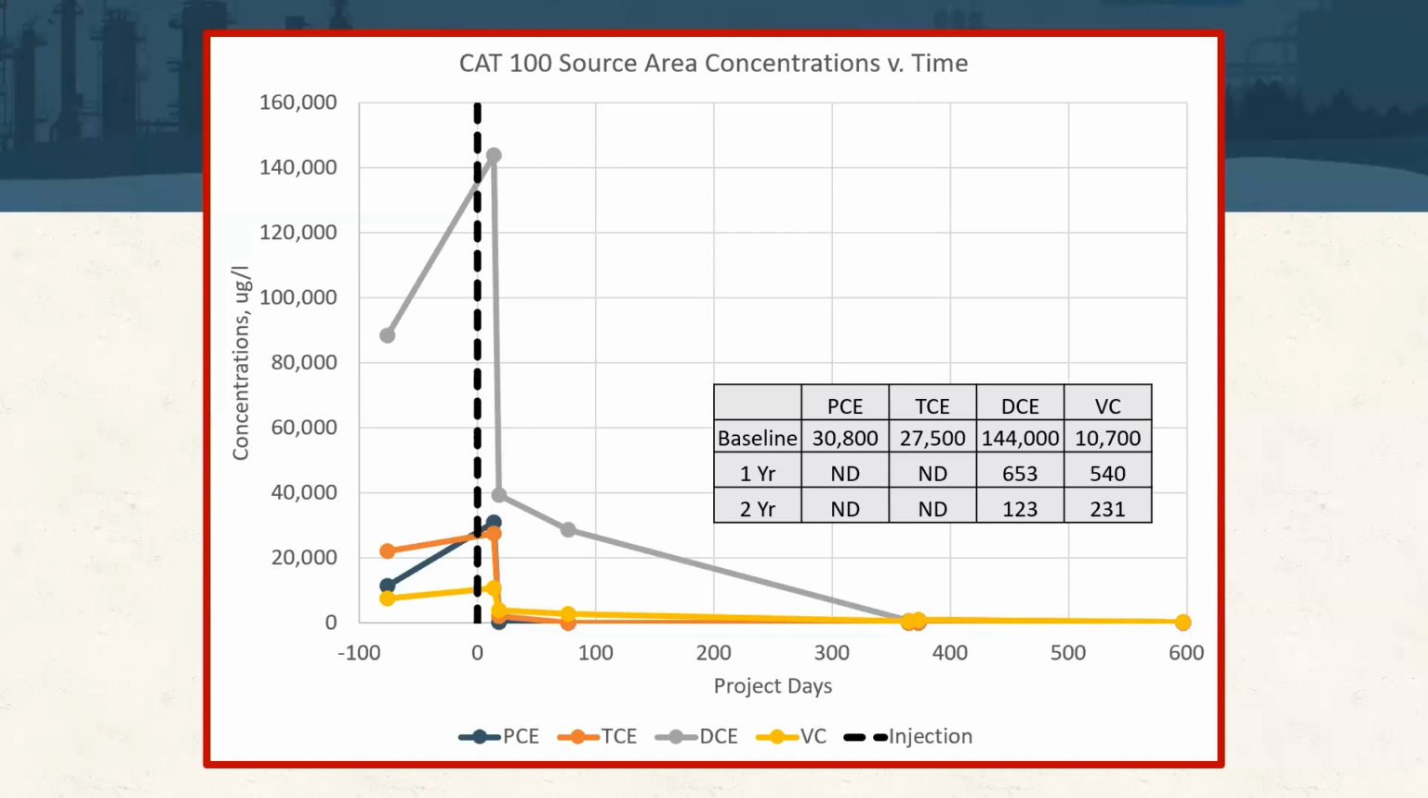And so we currently have about 2 years of data, looking at triple digit ppb, 123 and 231 for DCE and vinyl chloride. And I would suspect, similar to the first site that I showed, if we were able to grab a sample at year 3, we'd see the concentrations continue to decrease.